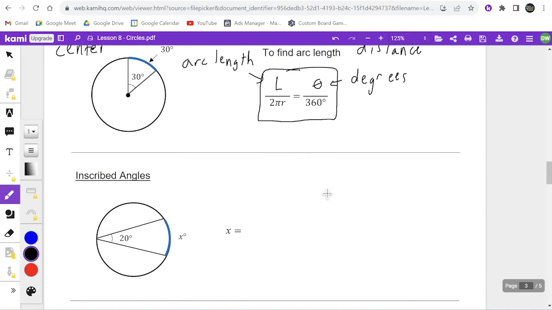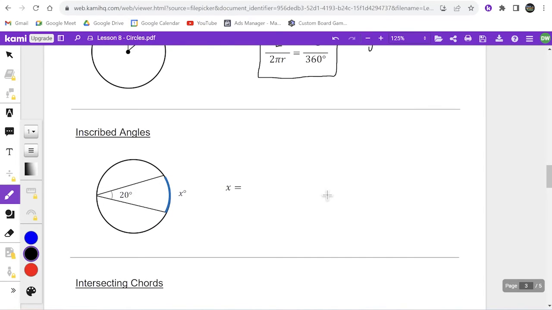Next, we have the inscribed angle. An inscribed angle is simply an angle that starts from the edge of the circle. As you can see here, the central angle started from the middle. The inscribed angle starts from the edge of the circle and goes to the other edge of the circle. And the secret is, if you want to find the arc length in degrees, in other words solve for x, then x is going to be 2 times your inscribed angle.